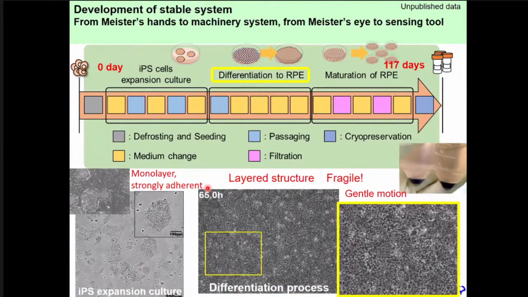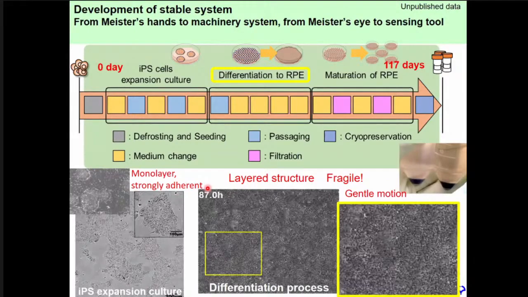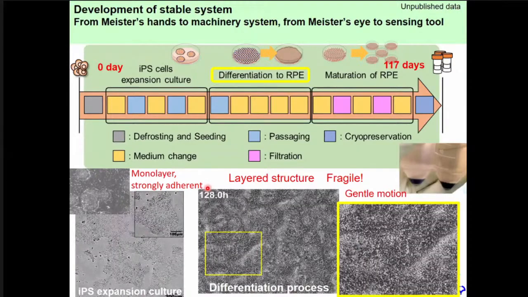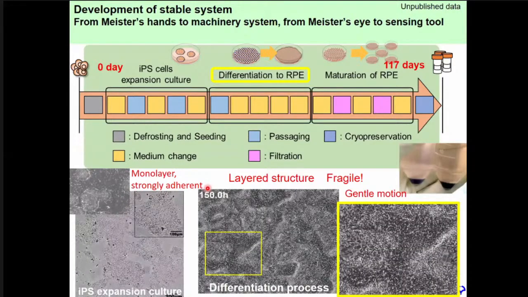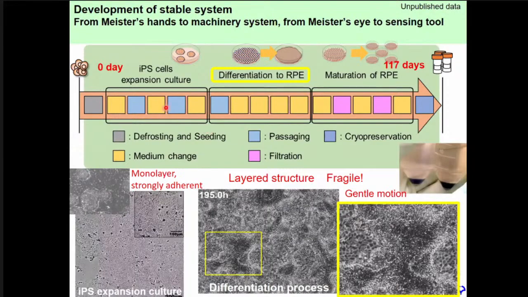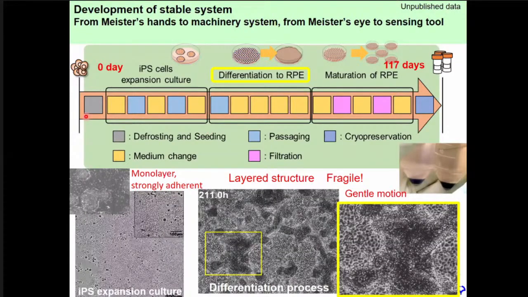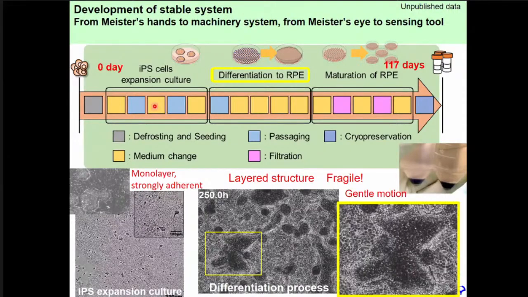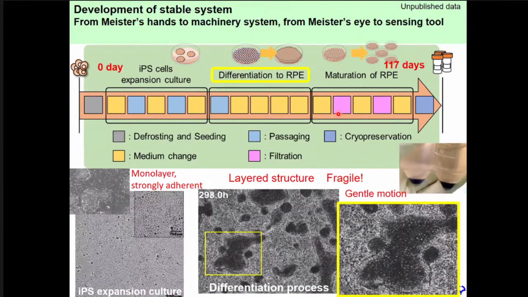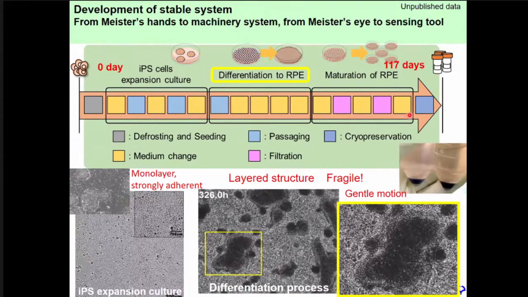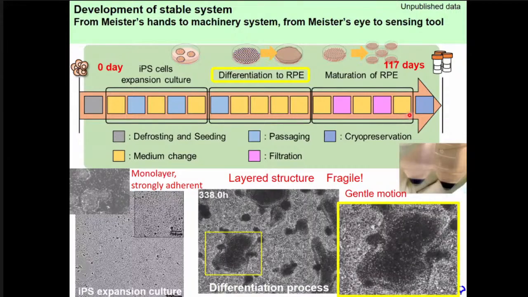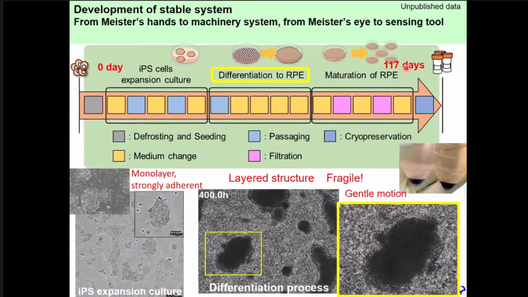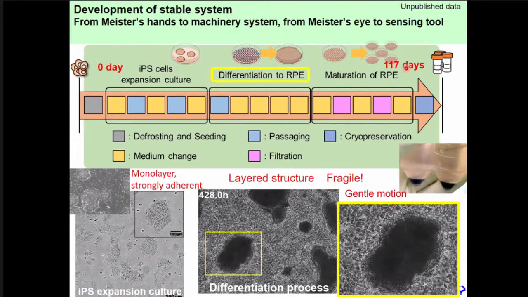And next step, I try to prepare some automation system for the practical retinal pigment epithelial cells. So this culture, IPS cells, expansion of the IPS cell culture and starting the differentiation and maturation of the RPE, I mean the retinal pigment epithelial cells, takes 117 days. My students don't want to do it. So just the expert performs it.